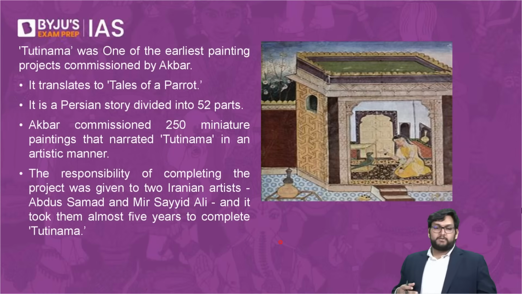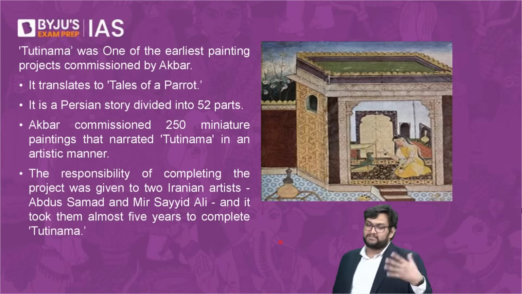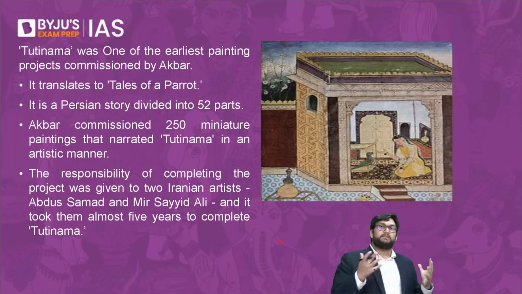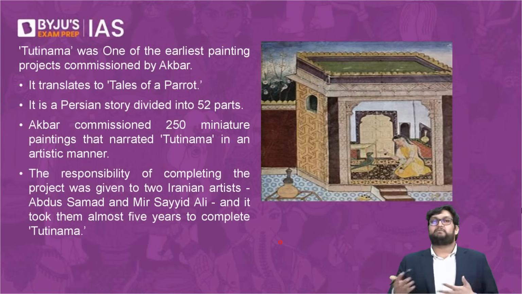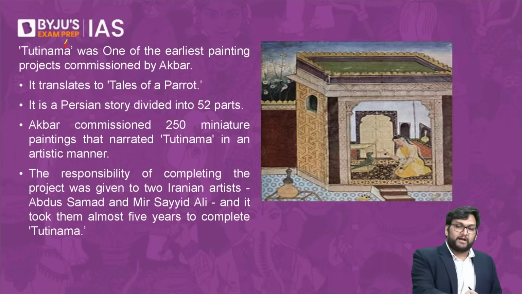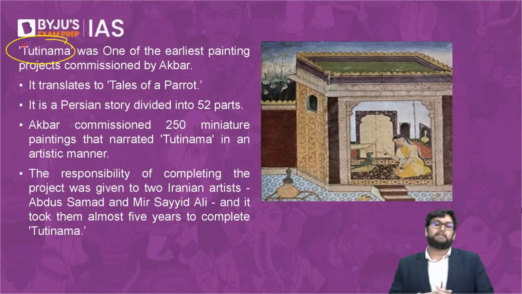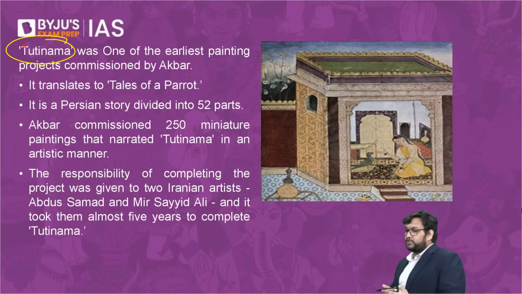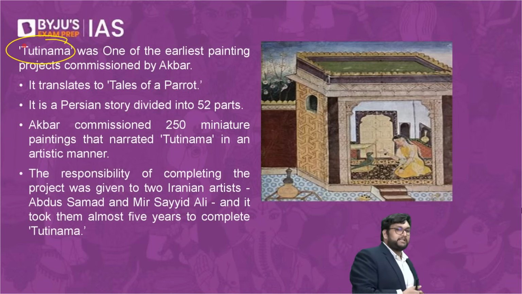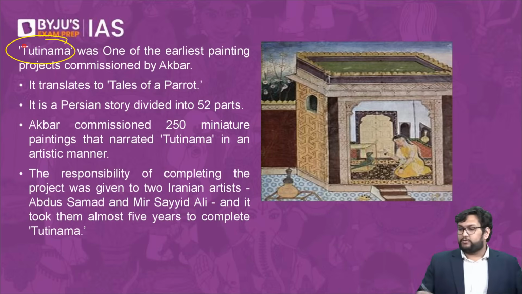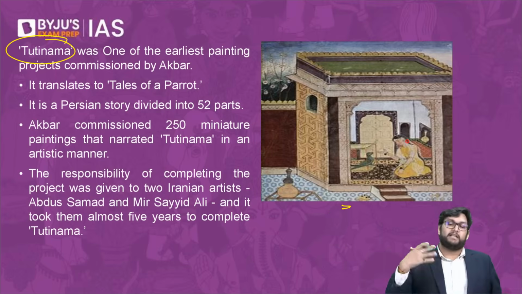Now, the first major thing, tasveer means photo. Khana means place where the tasveers are made, the pictures are made, paintings are made. So the first major text which he commissioned is called Tutinama, and Tutinama is the tale of the parrot. And you can see here the parrot telling a certain tale.